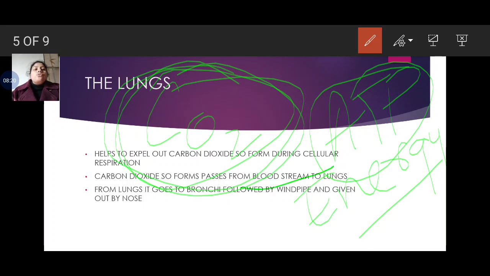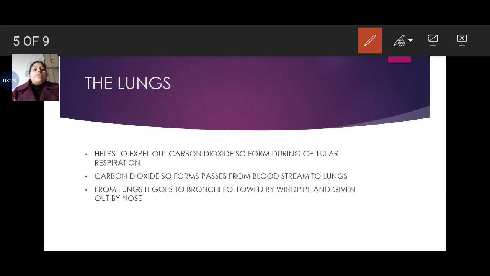Now, since this is given out in the form of gas, what happens? It passes through the blood stream. How does it pass? It passes first through the blood stream and enters into the lungs, and goes in a reverse manner. It first enters the lungs and then from the lungs enters the bronchi, and from the bronchi it is given out through the windpipe and finally expelled out from the nose. That's it. So this is one of the processes of excretion where the lungs participate.